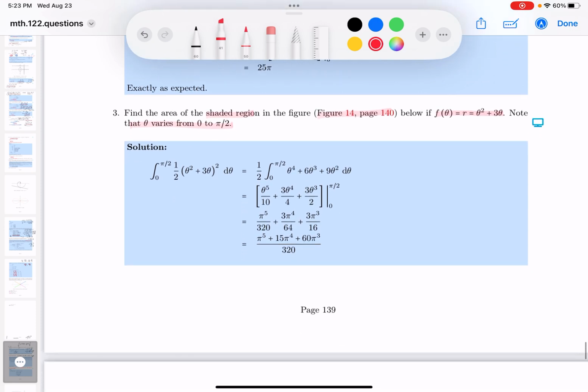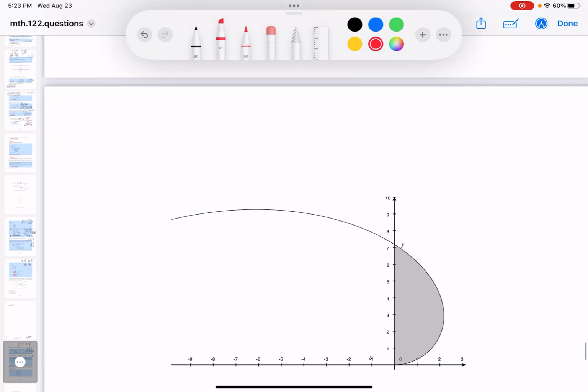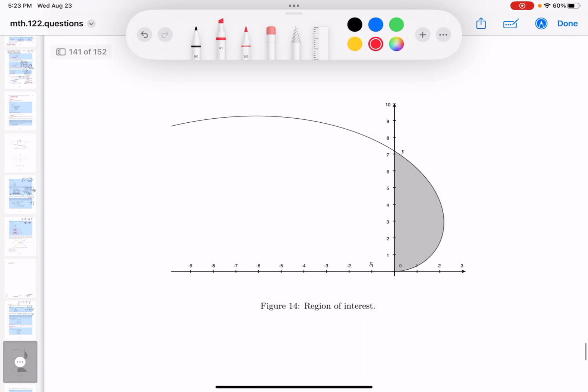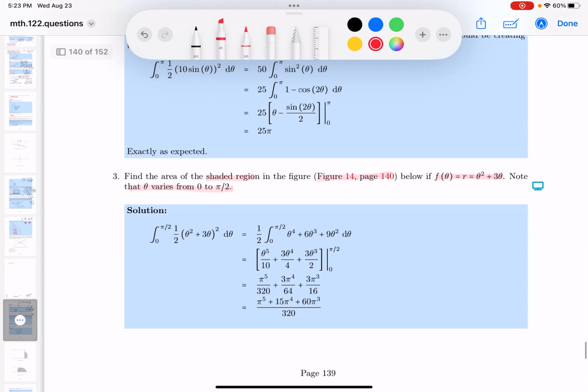So what I want to do is look at the picture. This is the picture over here. What is it a picture of? Well, it's the picture of this thing over here. All right. I could trust them, but I'm going to say r equals theta squared plus 3 theta.